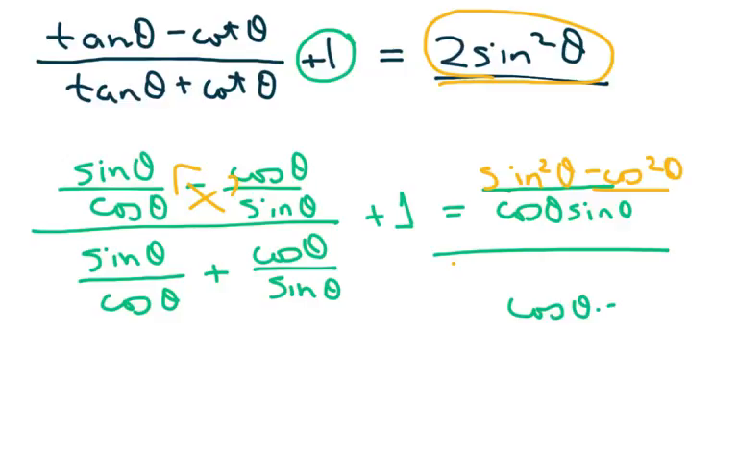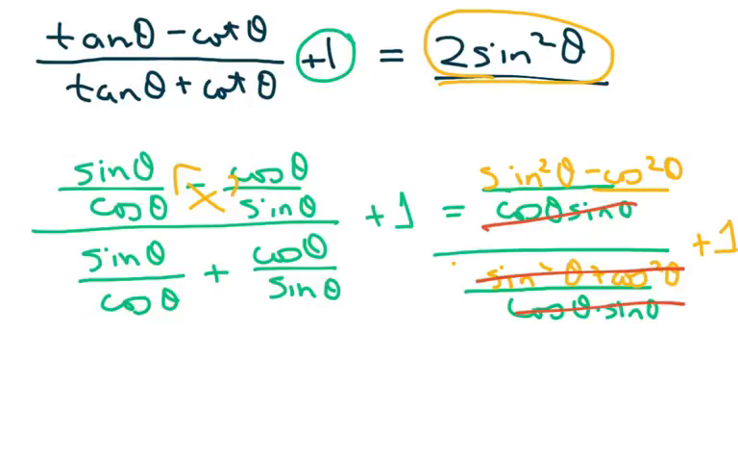And then do the same for the denominator: cosine times sine, and we get sine squared theta plus cosine squared theta. Now, we still have this plus 1, but like the previous problem, these cancel, this equals 1, so what we're really left with is sine squared theta minus cosine squared theta, and then we have our plus 1.